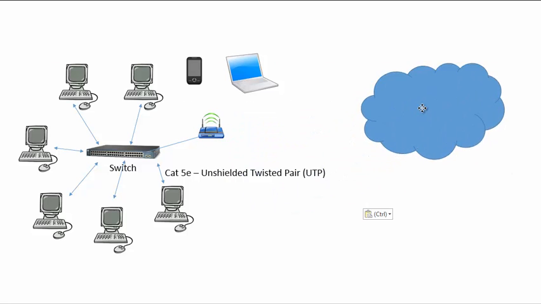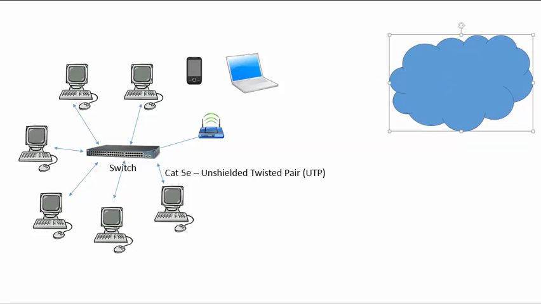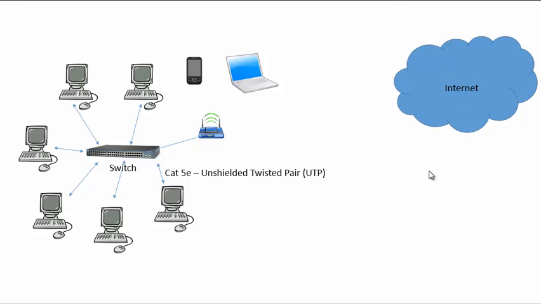Maybe you need to access a website. Maybe you need to access email, any kind of internet resource. And so this cloud represents the internet. I'll put it over here. So how do we connect from a local area network to the internet? Well, generally what happens is there is an intermediate device which connects networks called a router. Let's put that right about here.